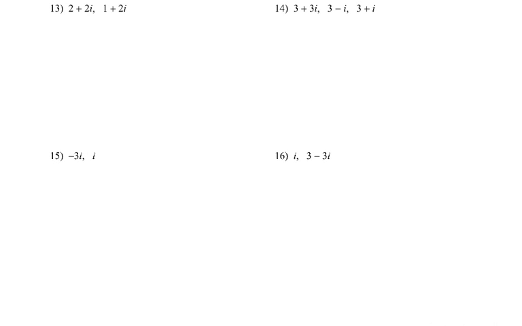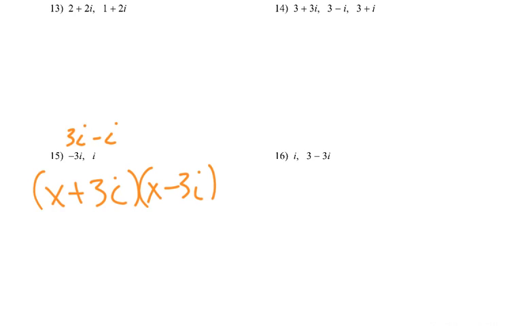Now, I've only got 5 minutes left, so we may not get through all these too well. But when we deal with the complex, the imaginary, same idea. I have a negative 3i, means I also have a positive 3i. I have a positive i, I also have a negative i. So my factors are going to be x plus 3i, x minus 3i, x plus i, x minus i.